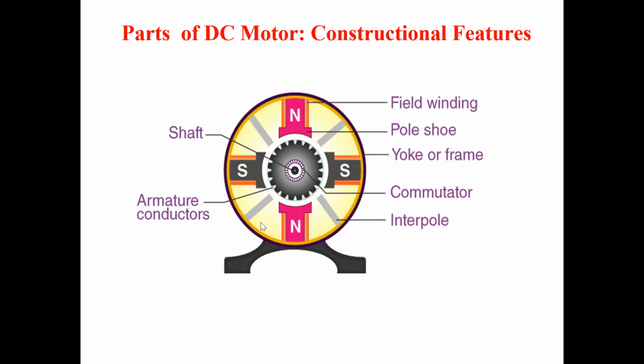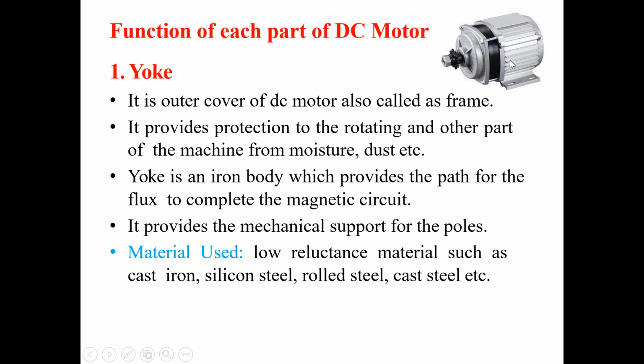If we discuss one by one the essential parts, or we can say the constructional features, of a DC motor, or a DC machine: the first part is this outer part. It is the stator or stationary part, where we have the field, north and south, a magnetic field, and the outer part is the yoke, on which we have the stator core. It is the outer cover of the motor, also called the frame.